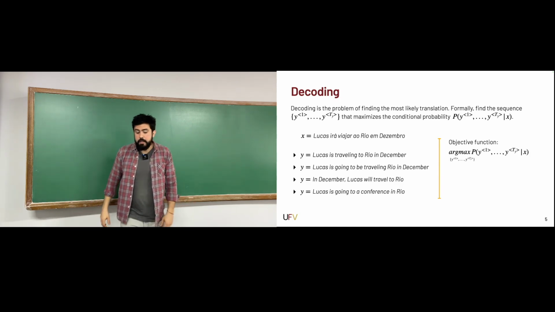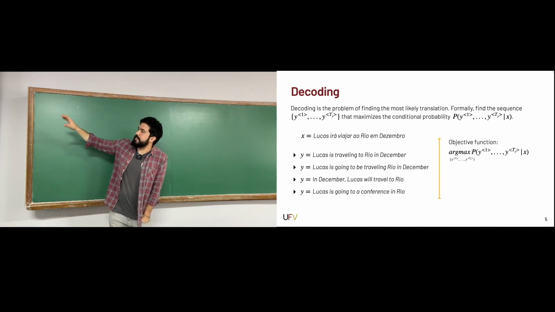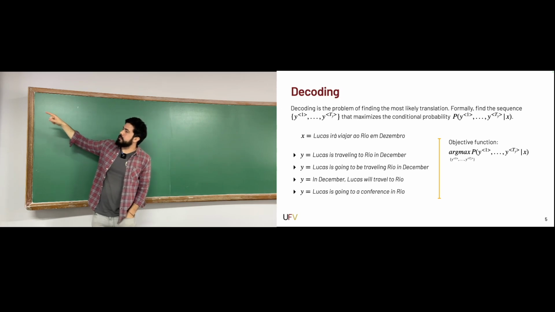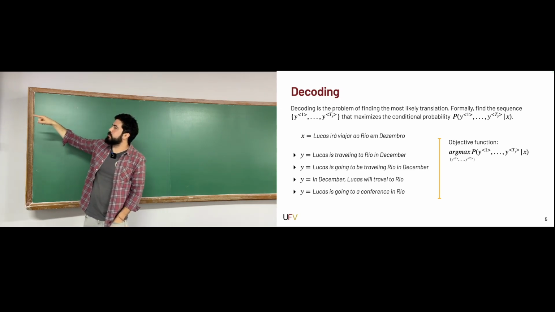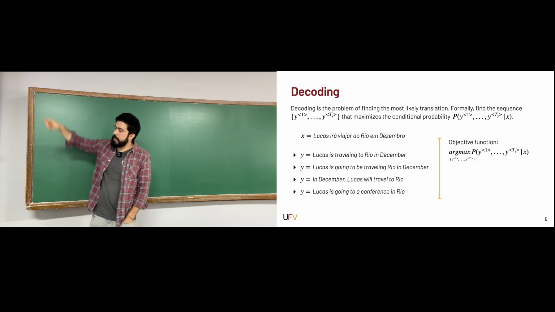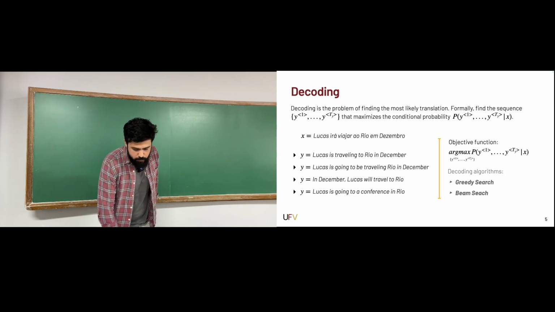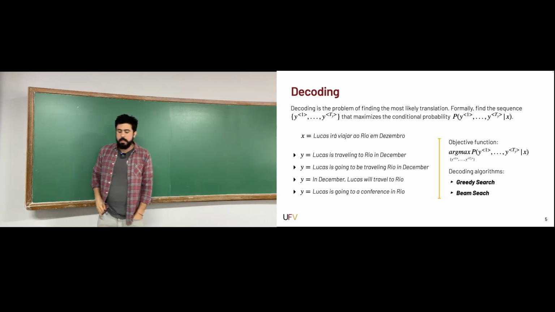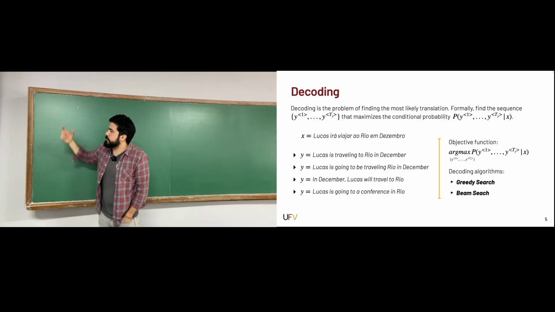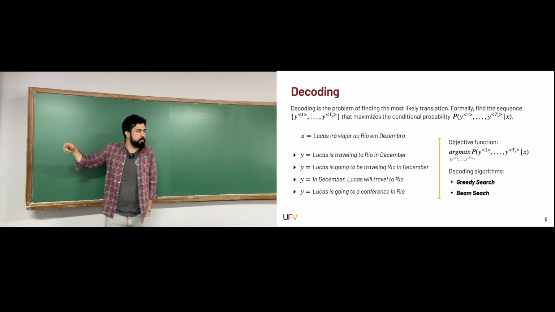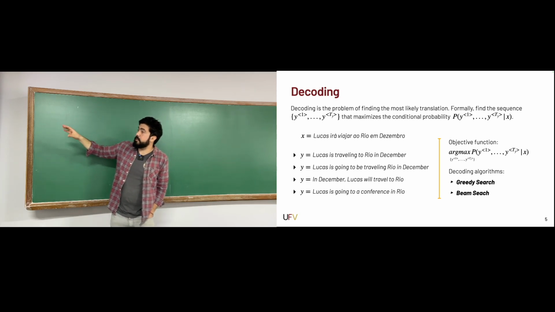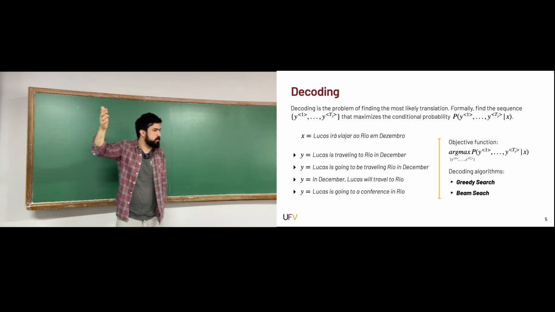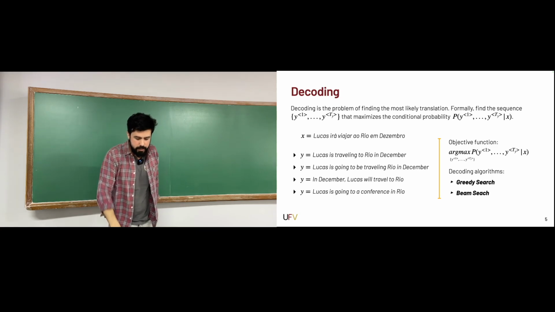Okay? So formally, we want to optimize that objective function. We want the sequence y1 dot dot dot yT that maximizes that probability. And there are two common ways of solving this problem. We call these decoding algorithms. So we typically use greedy search or beam search. You might have seen these two algorithms already in other contexts, in computer science or AI.